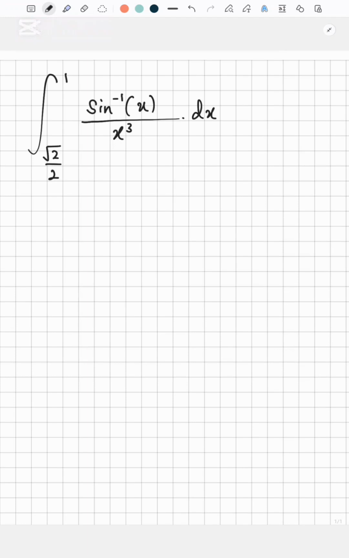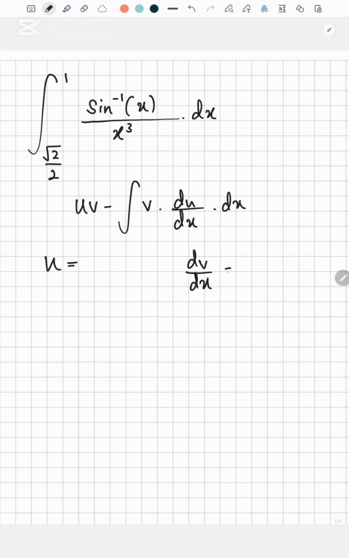So what we have to use first is a formula called integration by parts. So this is the formula for integration by parts. We're going to take one term as u and the other term as dv over dx. It's always like that. The term we take for u should be the term that's easily differentiated.